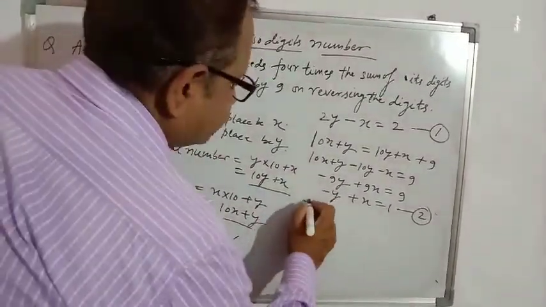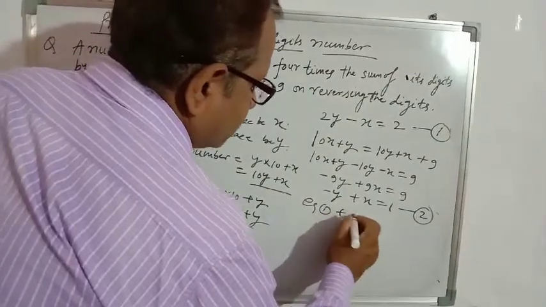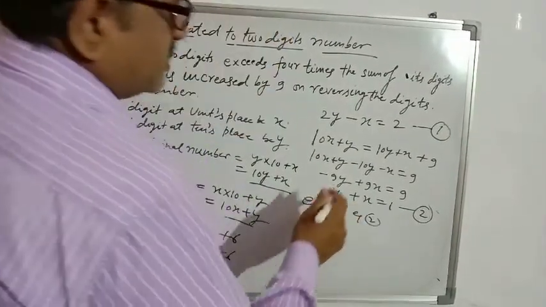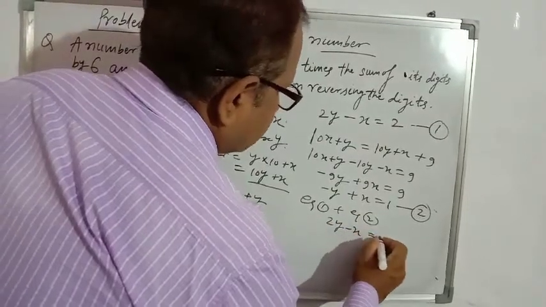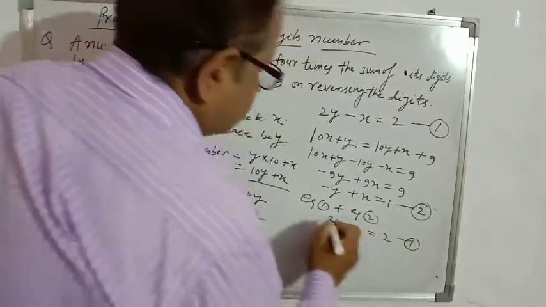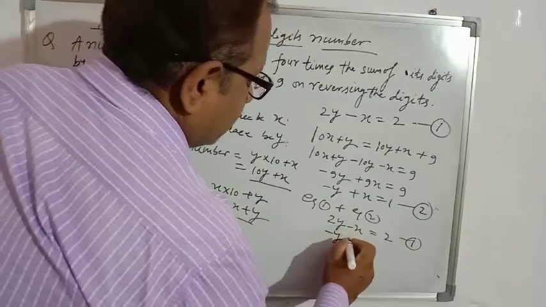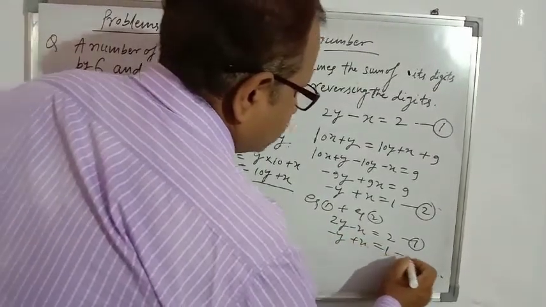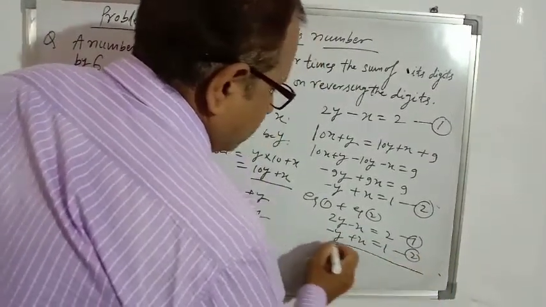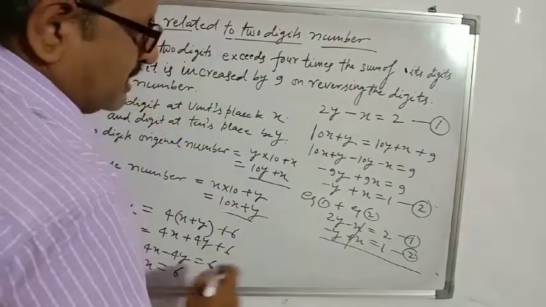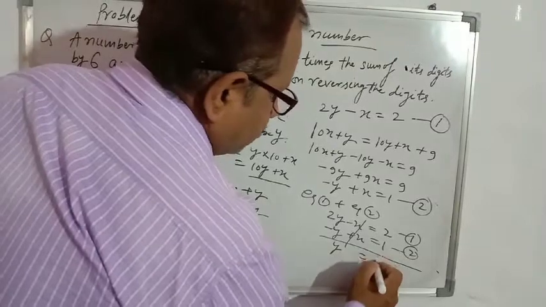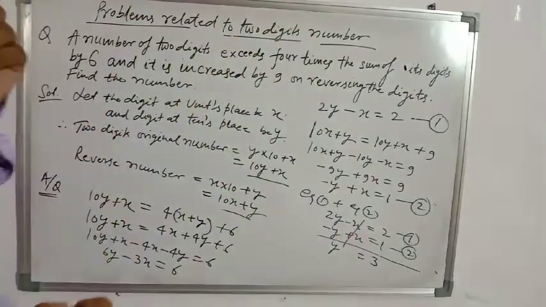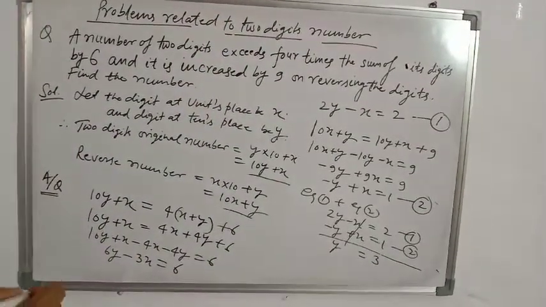So add equation first plus equation 2. 2y minus x is equal to 2, this is the first equation. Minus y plus x is equal to 1, it is the second equation. When we add, plus x and minus x cancel. 2y minus y, it will be y. And 2 plus 1, 3. So the value of y is 3.